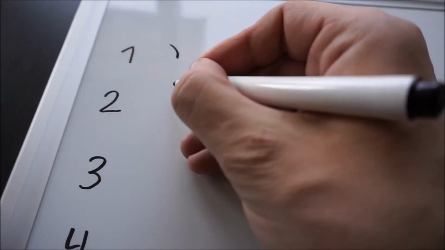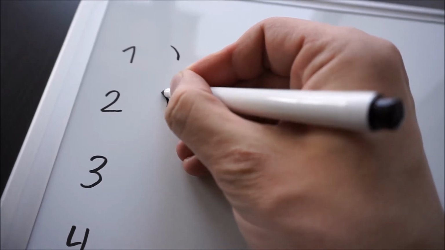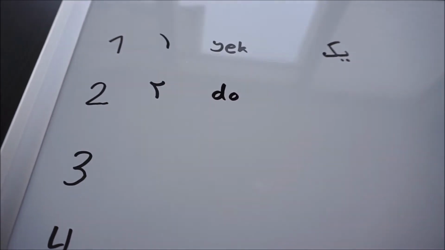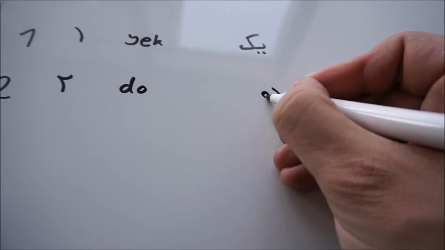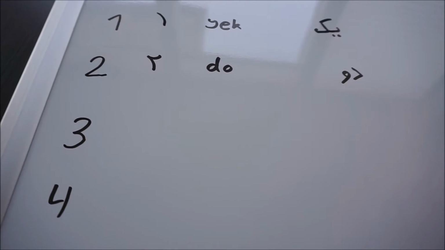Number 2 has basically the same symbol, but we add a line on top. And this is called do. Do. And do is written like this. So that is yek and do.